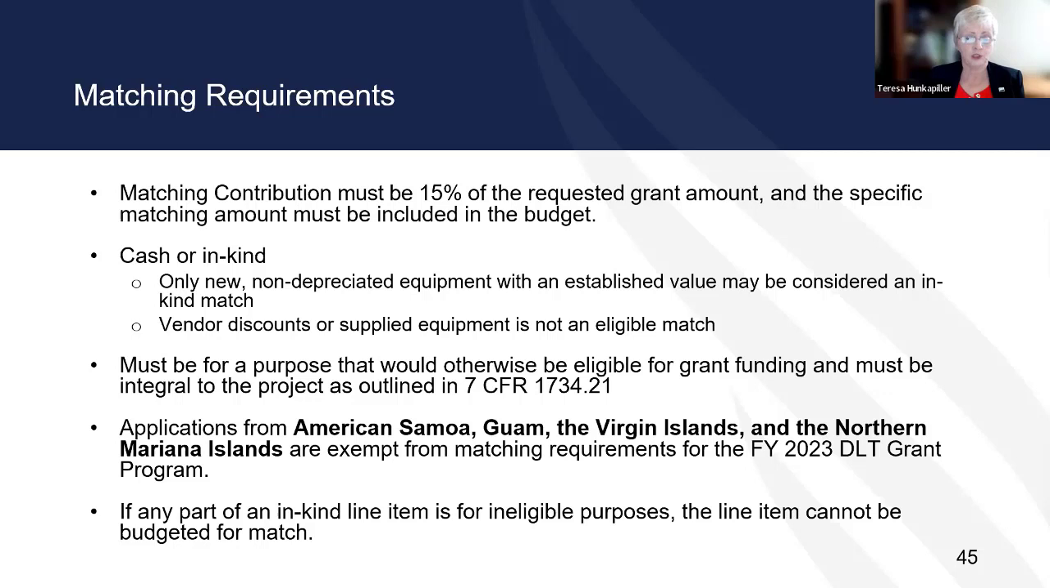We do not have to have a match from the American Samoa, Guam, Virgin Islands, and the Northern Mariana Islands. This means if the project is wholly owned, that the applicant resides there. We can't have an applicant in the United States that just has one user inside in the Virgin Islands and that be eligible for the waiving of the grant requirement, the match requirement. It has to be that the applicant is in one of those locations.